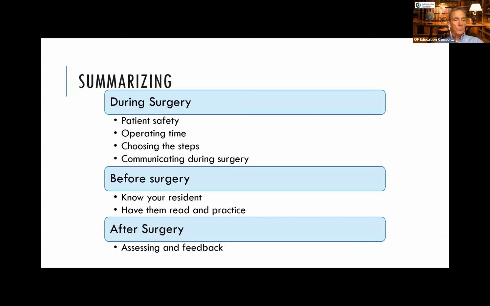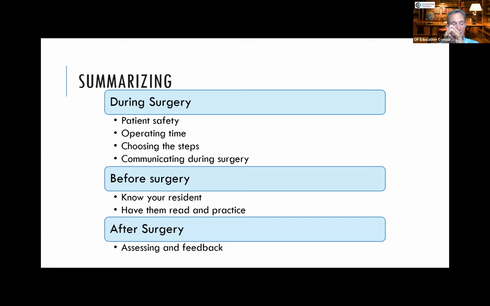Let me summarize what we've talked about today: during surgery, the main concern for the surgeon is patient safety. Operating time can be managed so that any resident is able to do some of the steps, by choosing well the steps you will give them, steps they are prepared to do. We talked about communicating during surgery. I think the best pearl I would have you take is to develop a code to be able to speak loudly and clearly without alarming the patient.